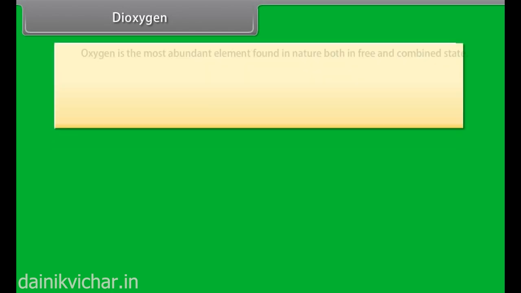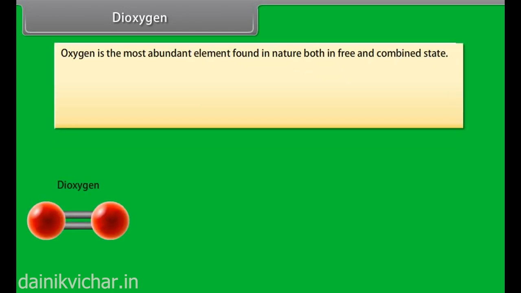Dioxygen. Oxygen is the most abundant element found in nature, both in free and combined state. Nearly all rocks, clays, and many minerals contain a high proportion of oxygen. Preparation of dioxygen can be done by following methods.